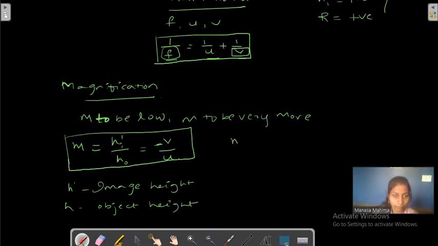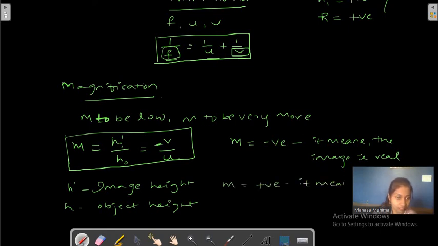If m is negative after solving this, what does it mean? It means the image is real. And if m is positive, what does it mean? It means the image is virtual.